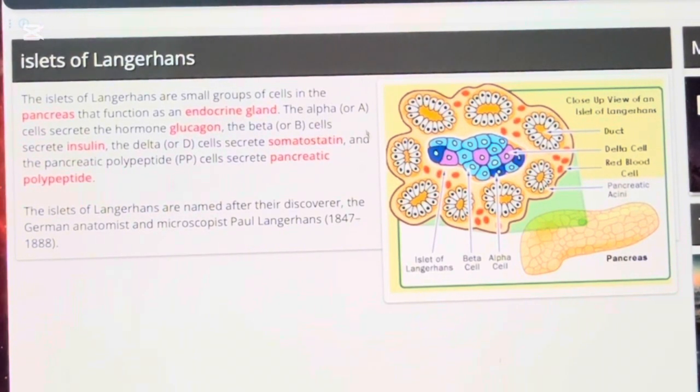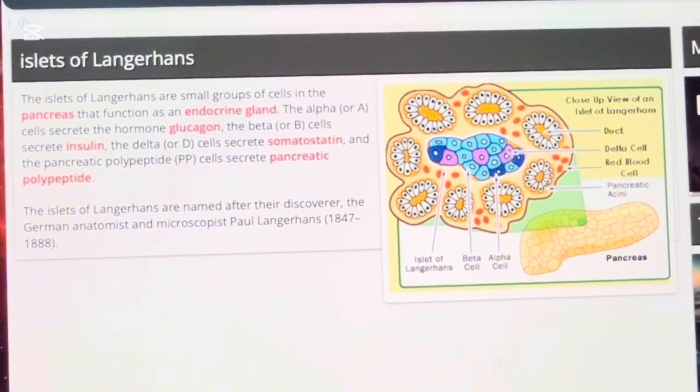And the beta cell, represented by these light blue, secretes a hormone called insulin. And insulin is very important for lowering the blood sugar level. And then there is the delta cell, which secretes the hormone somatostatin. And there is the pancreatic polypeptide cell, also known as PP cell, that will secrete pancreatic polypeptide hormone.